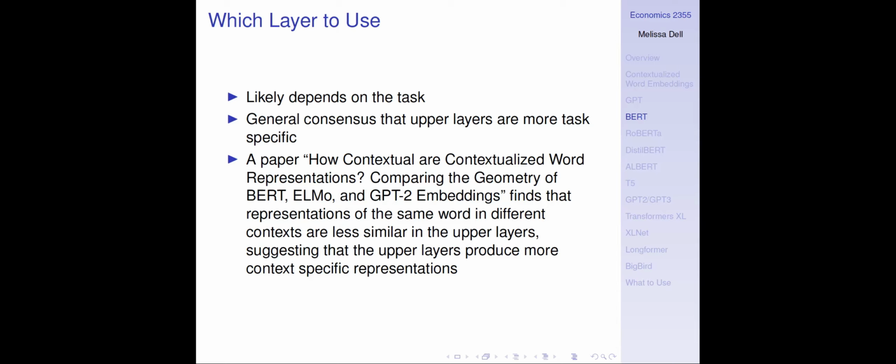There's also a paper called How Contextual Are Contextualized Word Representations that looks at BERT, ELMo, and GPT-2 embeddings. And it finds that if you take representations of the same word in different contexts, they are less similar in the upper layers, which suggests that the upper layers produce more context-specific representations, which is intuitive, because you have more and more opportunities to attend to different parts of the sequence as the representations get passed up through the model.